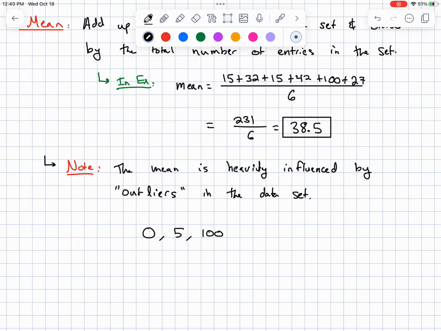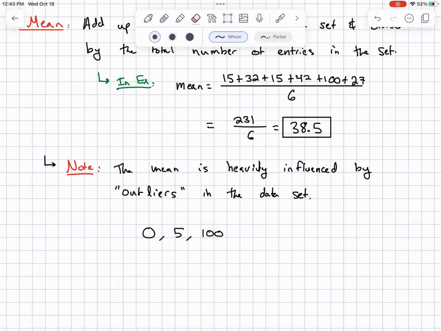tells you that the average of the class would be a 35, when that's not really accurate. 2 people failed miserably, and the other person got 100%. So that 100 greatly skewed the data. It moved it up. So if you look at the average of the first 2 people, that's a 2.5 average. So it skewed the average up a full 32.5 points. And that's just with a small number like 0, 5, and 100.